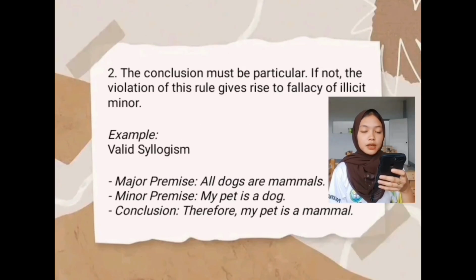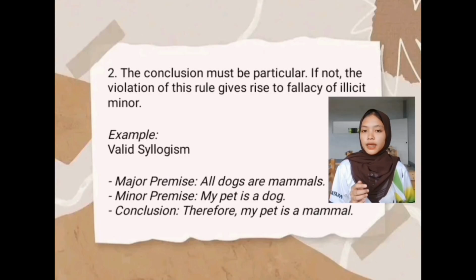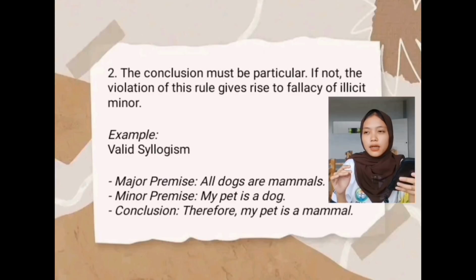It states here that the conclusion must be particular. If not, the violation of this rule gives rise to fallacy of illicit minor. So kung kanina ang topic natin is illicit major, ito naman is illicit minor. So pag sinabi naman natin illicit minor, occurs when the conclusion makes a broader claim about the entire category mentioned in the minor premise, even though the minor premise only refers to a specific case within the category. Same lang doon sa major premises, nag-broader claim ka sa conclusion. Ang pagkaibahan lang is dito sa minor premise is entire category na.